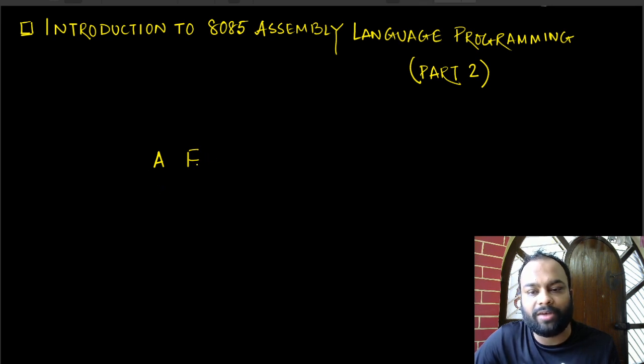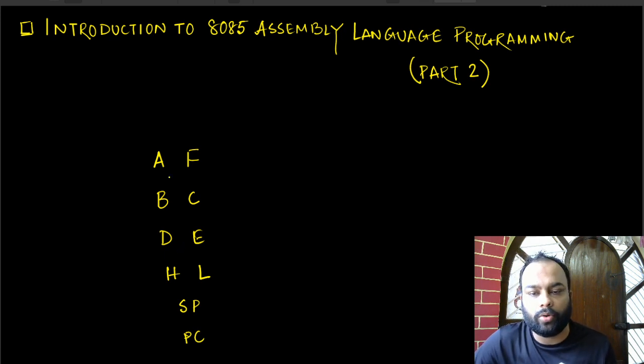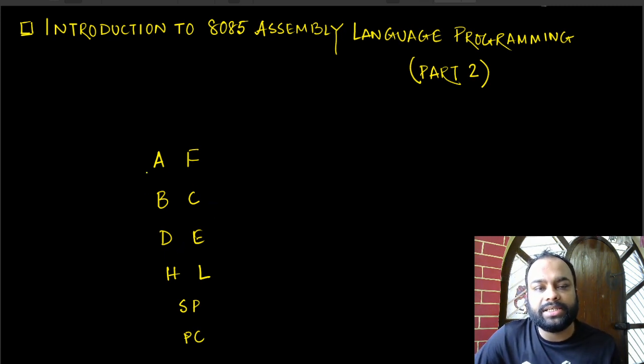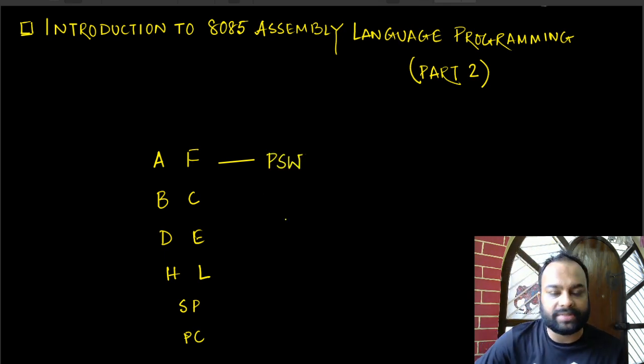It's called the accumulator and flag. Let me list the registers: we have B register and C register, D, E, H, L. We have the stack pointer and the program counter. These are the registers you should be concerned about. All these registers can be used in pairs, even this one. This has a specific name, it's called a program status word.